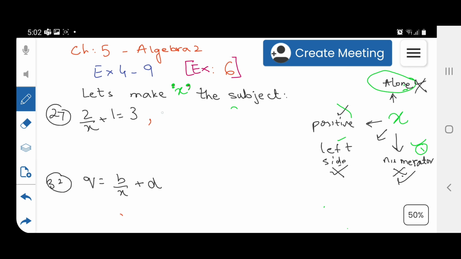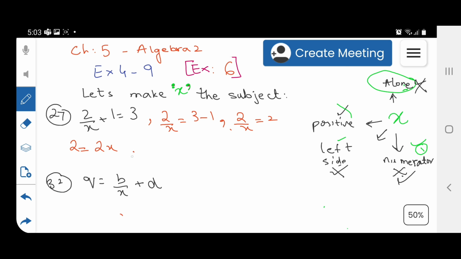So here we can say that 2 by X equals 3 minus 1, because this 1 was getting added, so on the other side it will get subtracted. Okay, now 3 minus 1 we can solve, so we can make it 2 by X equals 2. Now X is in the denominator, we can shift it to the other side, and it will become 2 equals 2 multiplied by X, meaning 2X.